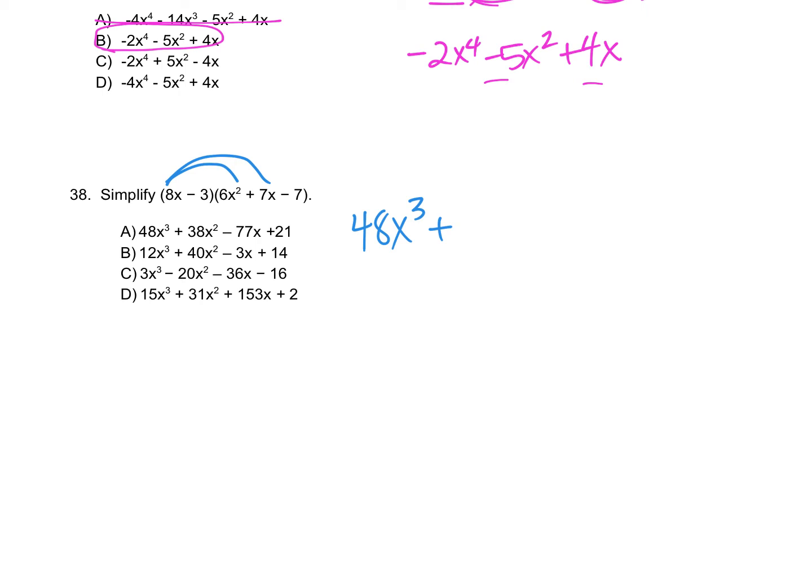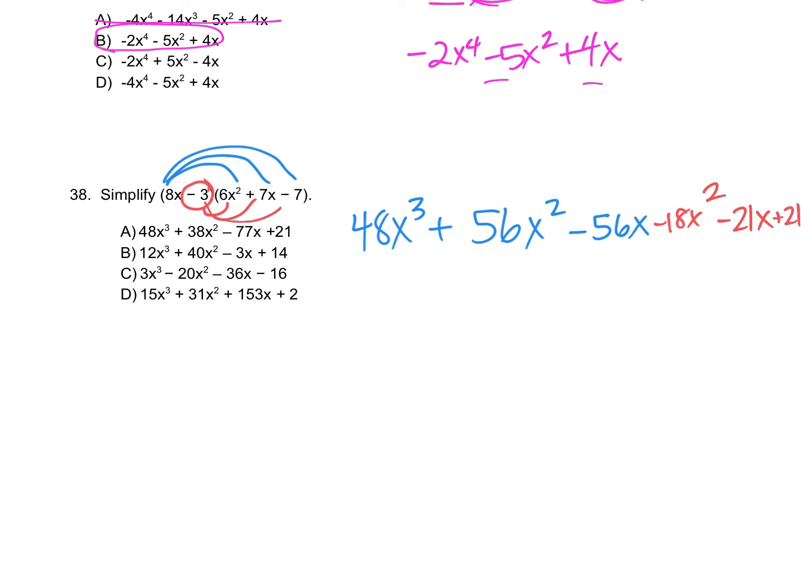Then we have 8 times 7, which is 56. And then we have x times x, which is x squared. And then last but not least, 8x times 7, which is just minus 56x. Then I'm going to change colors because I'm going to take this guy. He's a negative 3 that gets distributed, which is negative 18x. And make sure that's negative 18x to the second power. Then I have a negative 21x. And then I have a positive 21. So that's a negative 3 times a negative 7.